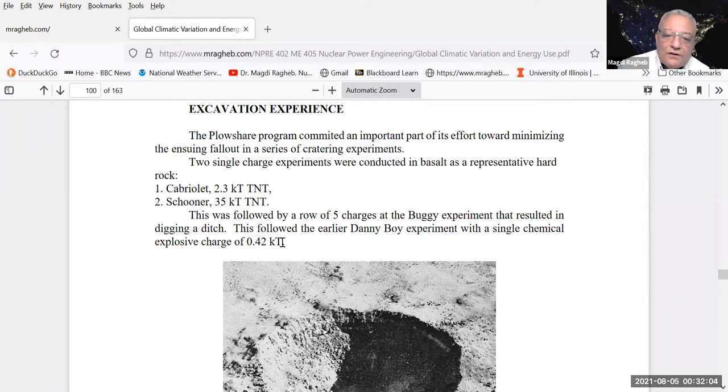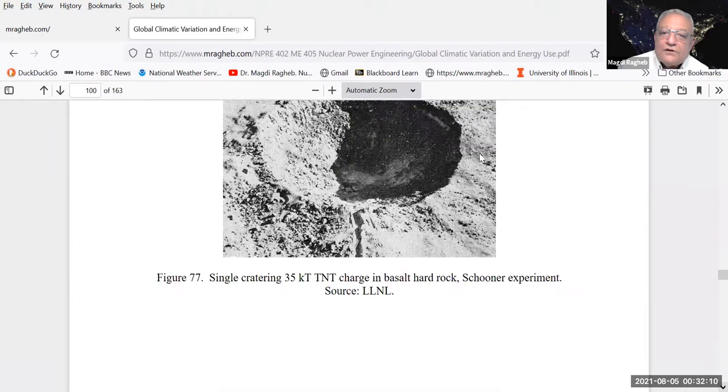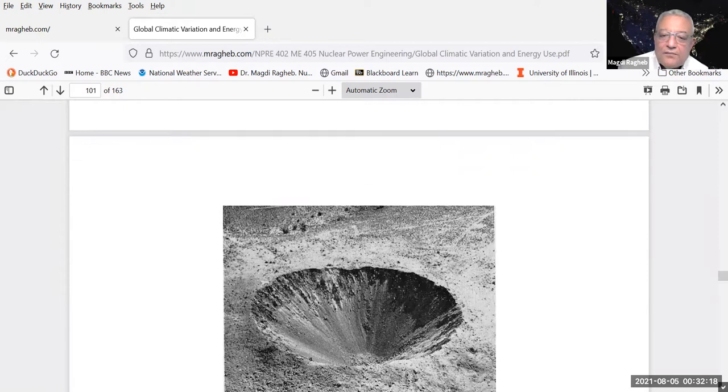There have been experiments in what was called the Plowshare program that was started in trying to do excavations using nuclear explosives. And this is a documentation here of one single explosion creating, as you could see, a crater. The Russians used it to build an artificial lake and a dam.